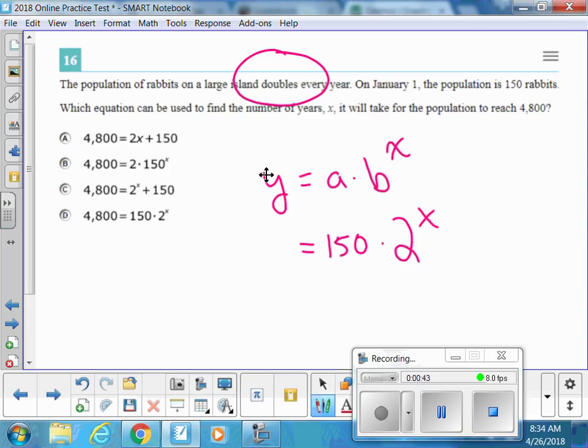Now that 4,800, that's a number we can put in for y if we were interested in solving for x. Now we haven't quite learned how to solve for x, so they do just want you to select D and move along. Okay, so that one was D.